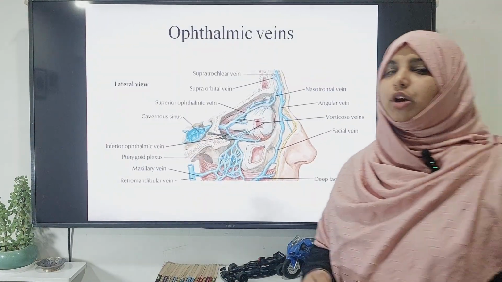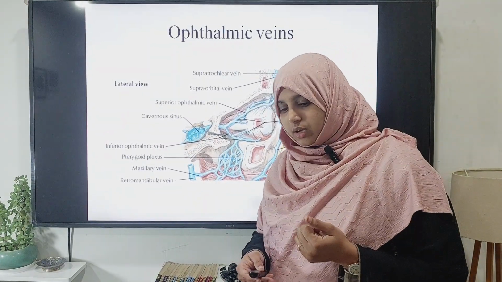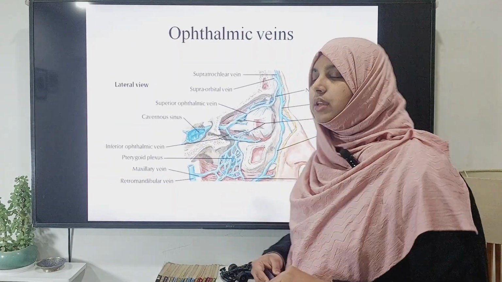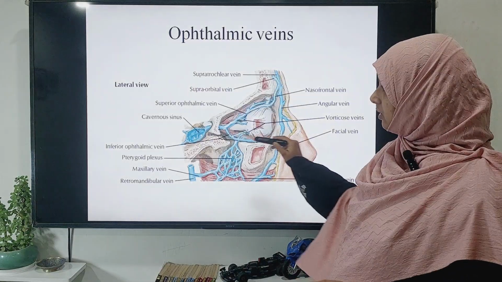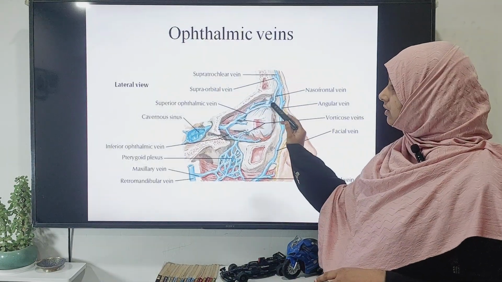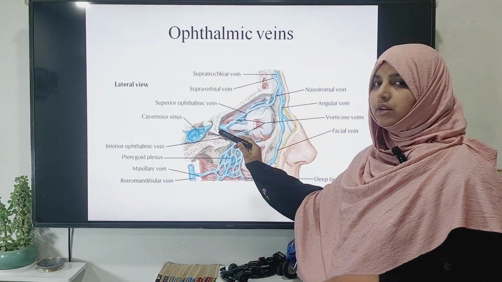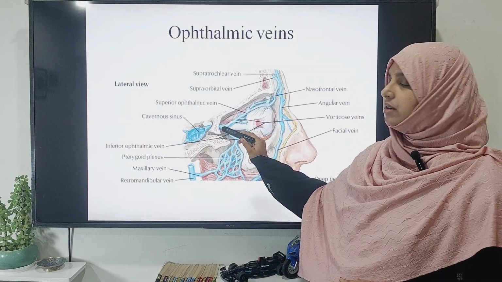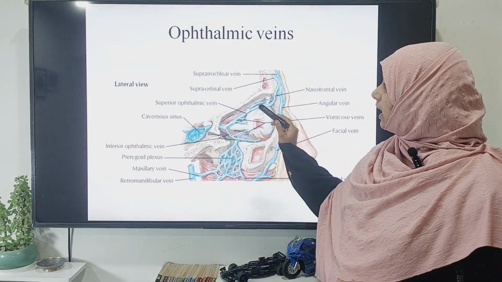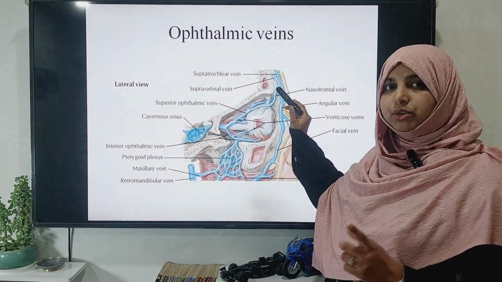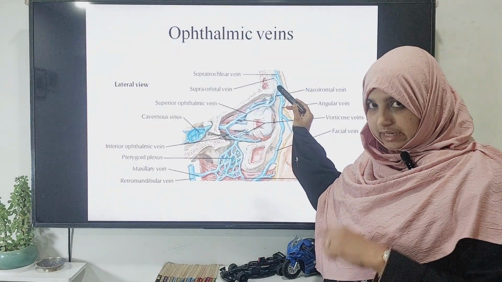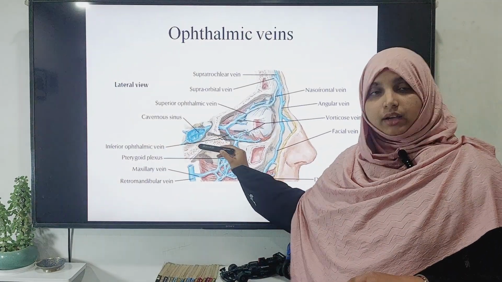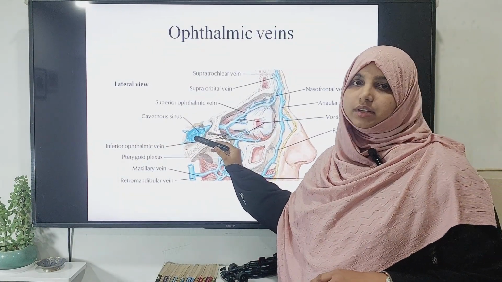Now moving on to the ophthalmic veins. Take some time with this picture. Here we can see the eyeball and we have this vein and this vein. This is called the superior ophthalmic vein. This is the inferior ophthalmic vein. These ophthalmic veins communicate with the veins of the face anteriorly, and posteriorly they drain into someone really important, that is the cavernous sinus.